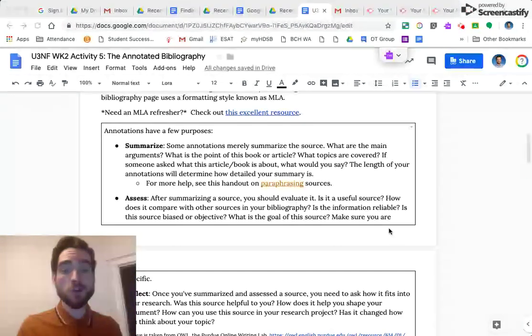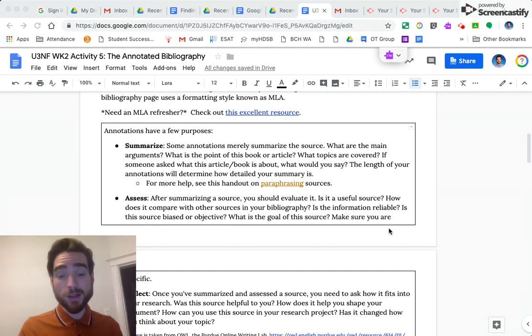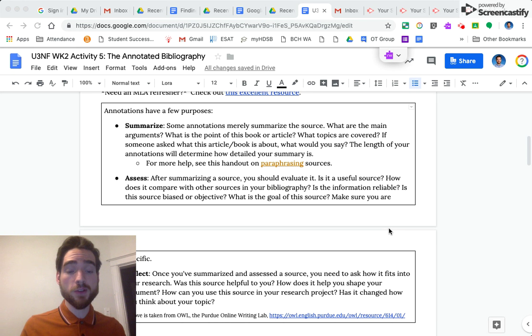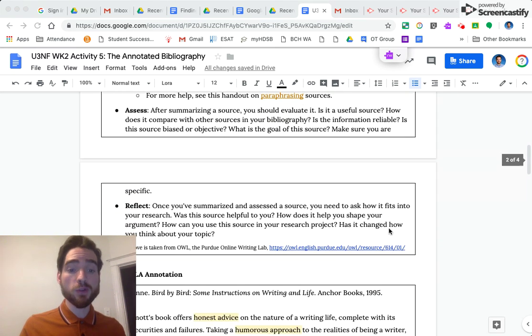You can still share sources that you didn't think were good that you might not use in the pitch. This is the purpose of the annotated bibliography: to not only phase out the resources that you found that were bad, but also filter the ones that you thought are going to best serve the pitch project. Okay, so you are summarizing, you're assessing, and you're also reflecting.